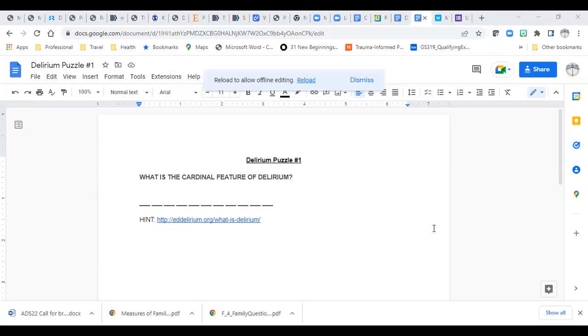So I clicked on the link for the first puzzle piece. And my question is, what is the cardinal feature of delirium? Now, hopefully, the learner already knows that the cardinal feature of delirium is inattention. However, I don't want them to feel stuck. This game is supposed to be fun. So if they don't know, I have a link which has a hint. So this is an element of self-directed learning where they can go and read this link and see if they can find out the answer. So then I'm going to use inattention as the passcode for the second puzzle piece and open that one.